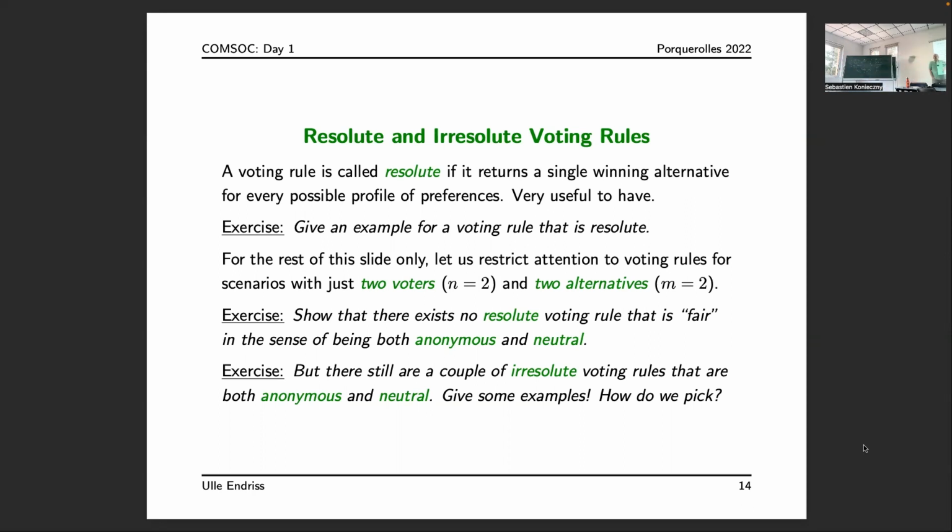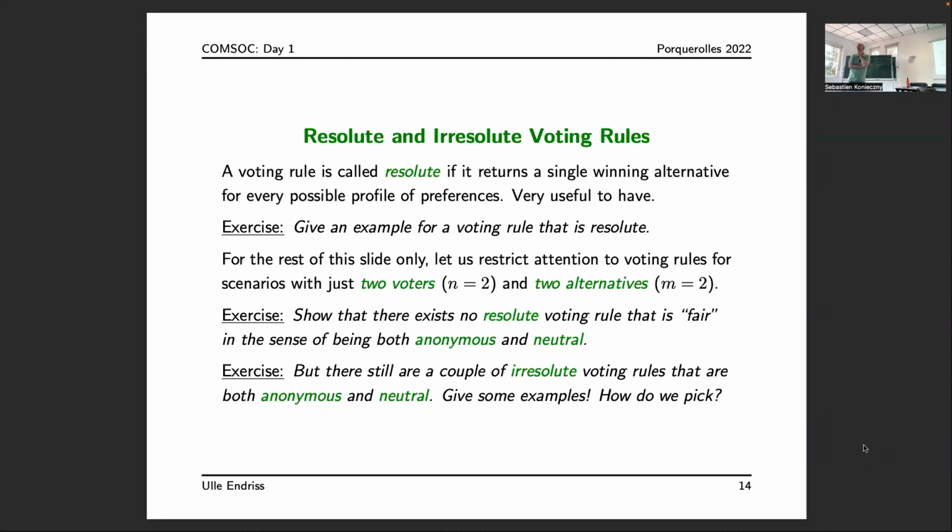How about irresolute, meaning there can be some ties? What would be examples for rules that I can still use for this special setting? This is the much easier exercise. No trick question. Maybe a small trick question hidden in there, but not a very bad one. An example, one rule that works.